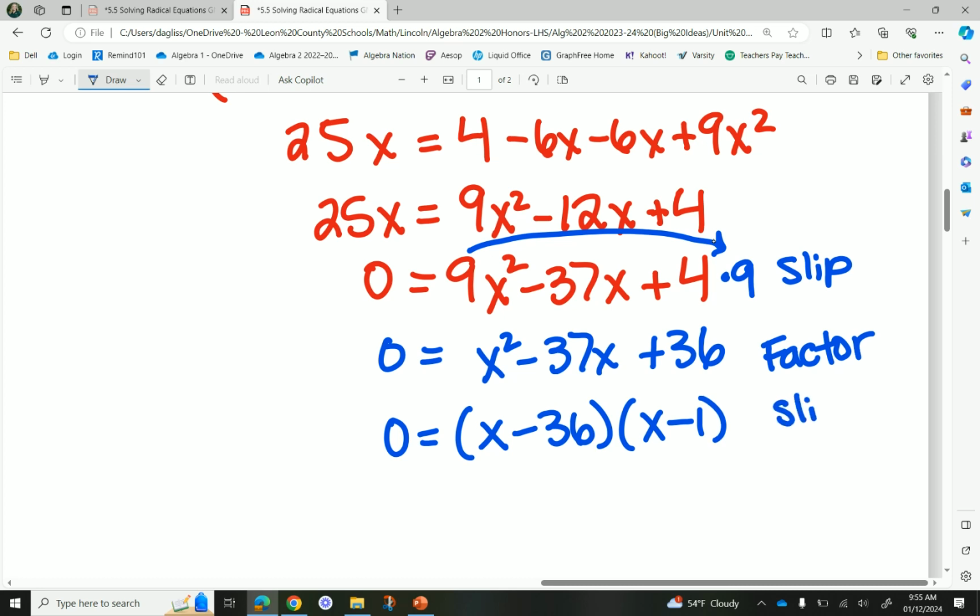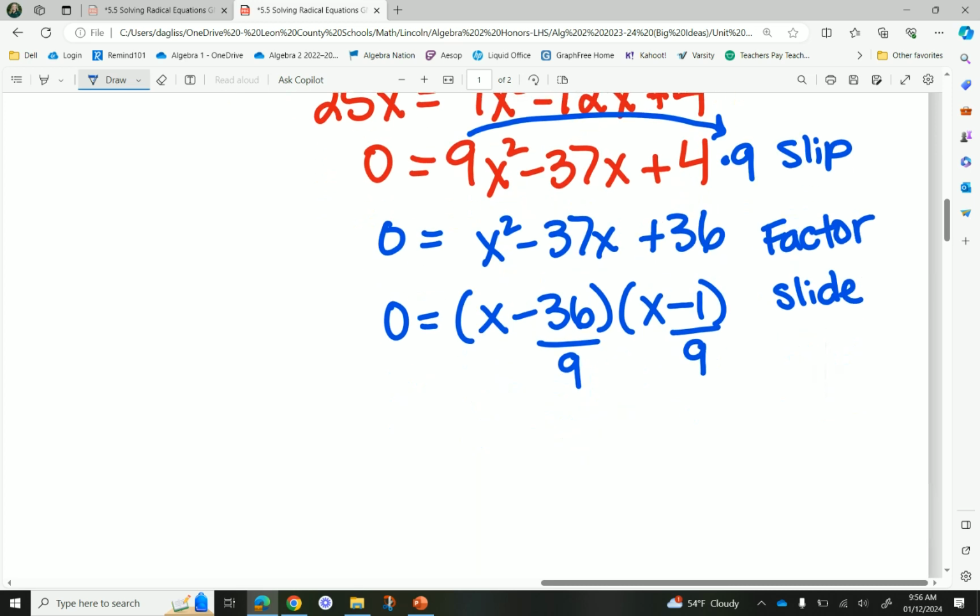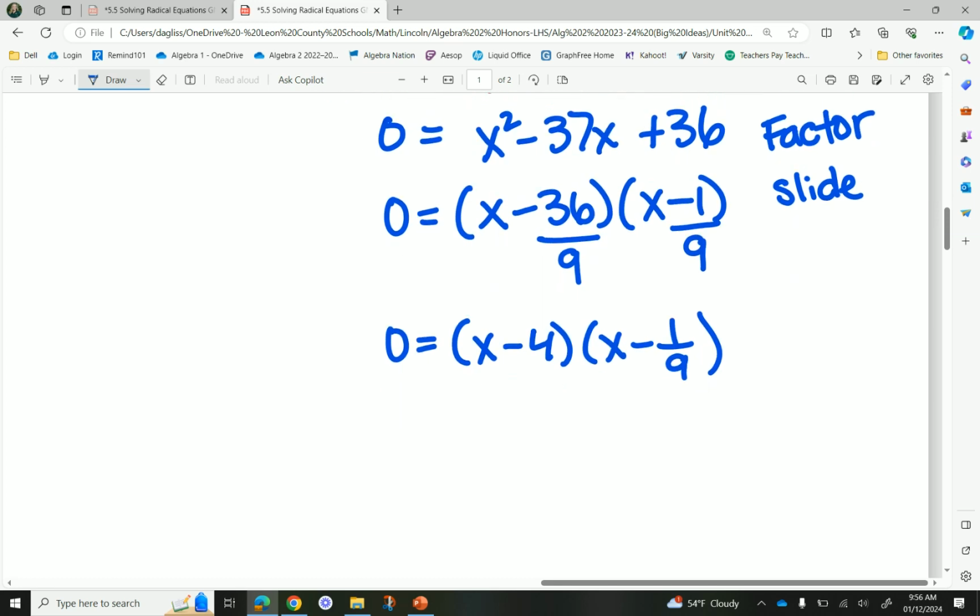So now we get to do our slide, which means we divide. We manipulated the problem to help make it easier, but now we do have to undo what we did to make it be back to its true self. So divide both pieces by 9. This first factor is going to be x minus 4. Our second factor does not simplify. We're just going to leave it alone. So we do have two possible solutions: x equals 4 and x equals 1/9.